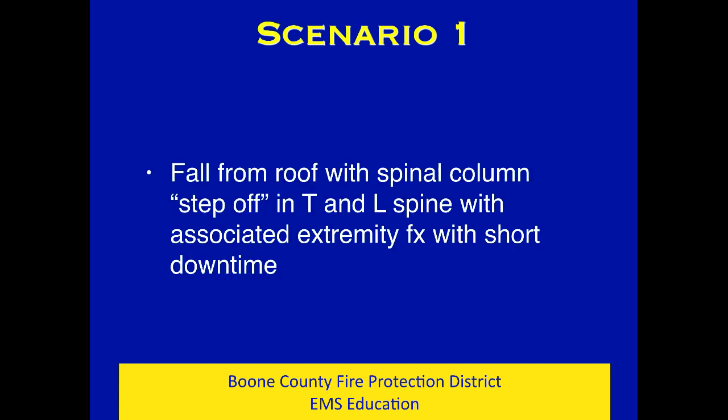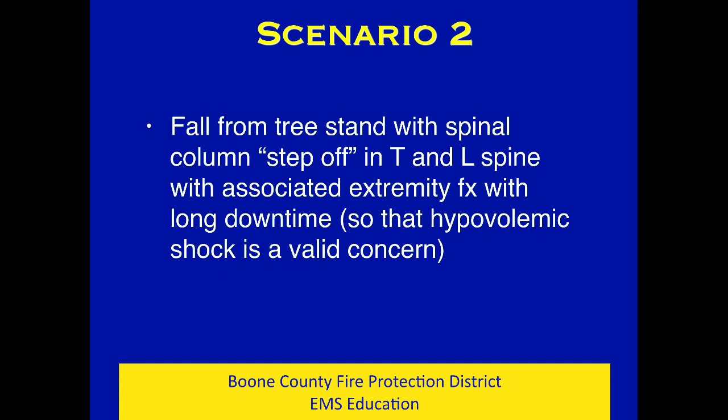Scenario number one: a guy fell off a roof, has a palpable deformity, a step off in his thoracic and lumbar spine. He's got some associated extremity fractures, but this just happened and you had a short response time. So he hasn't been down for a long time, and his fractures don't really add up to severe hypotension this quickly. And so really you've got a neurogenic shock problem. Some vascular access, on the move, fill up the container, and move on.